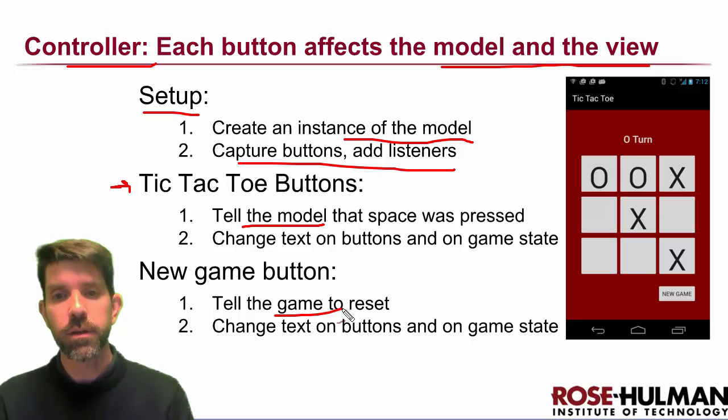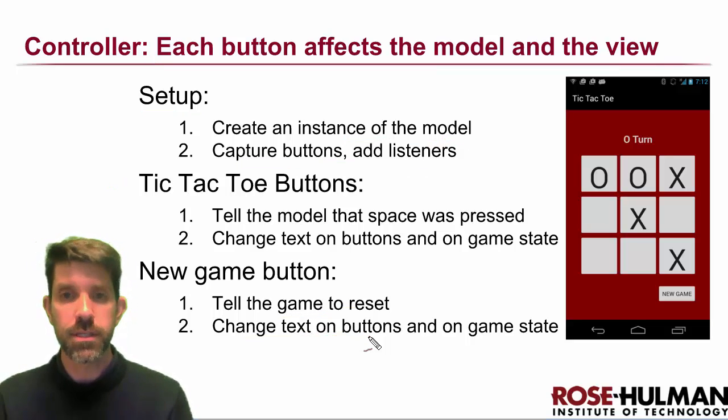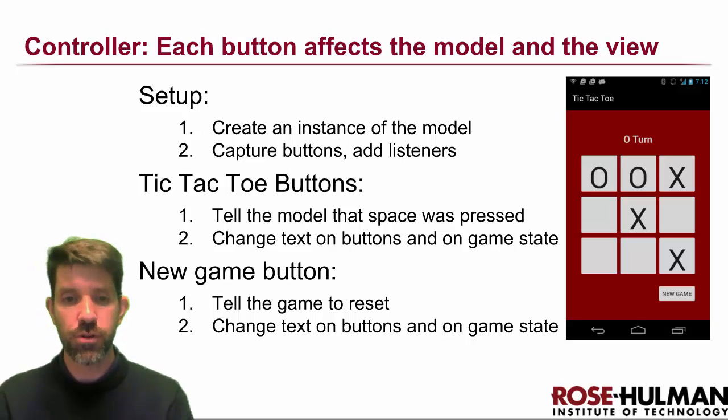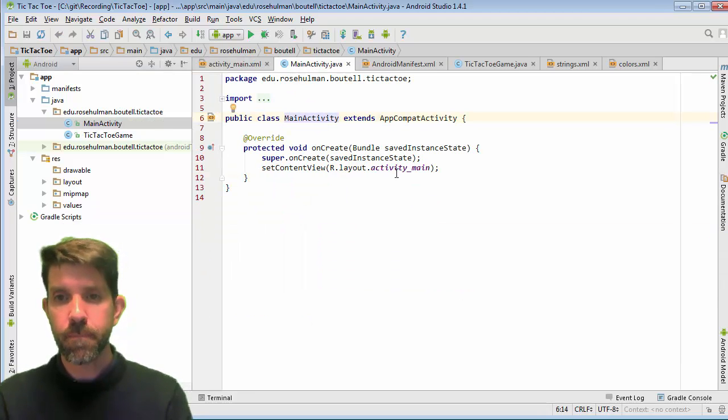Finally, for the new game button, it just simply needs to tell the game to reset. And of course, since it's reset, it's going to have to tell the view to go ahead and change the text that shows up everywhere. Okay, so pretty decent. So let's start off with a setup. So we're going to need an instance of the model and to capture things. All right, so I'm going to go up into my Java, into MainActivity.